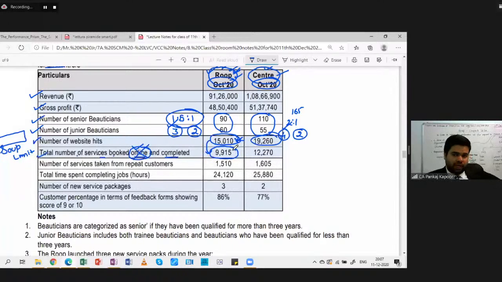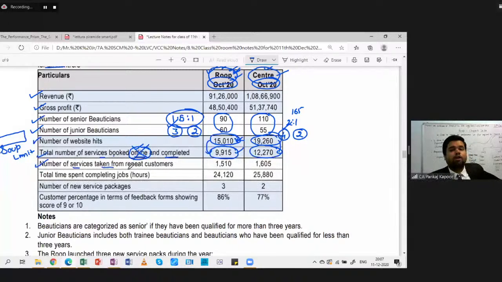It means your conversion ratio can be identified. 15,010 come to your website and you are only able to attract 9,915 customers. Whereas in the rest of the stores, the average is what? 19,260 persons search for that, and their attractiveness is only this much, that they can only get the order from 12,070. Okay, moving further. This data can be used in order to compute the conversion rate.